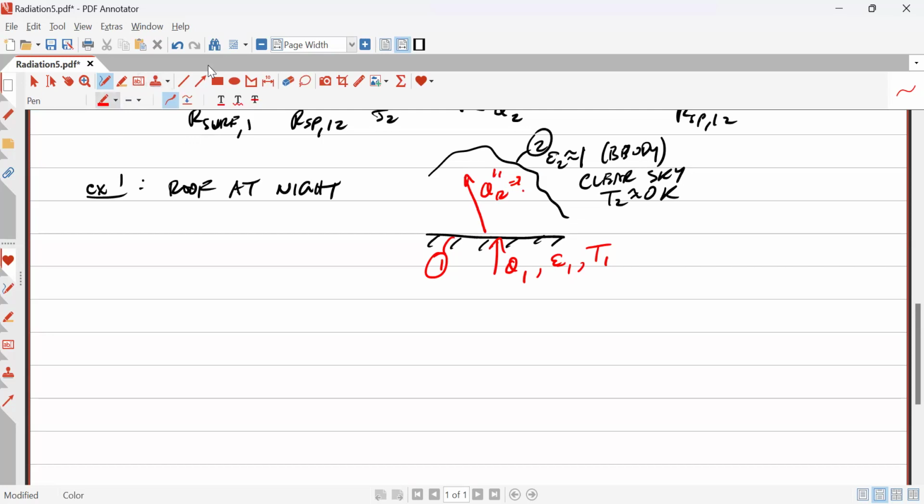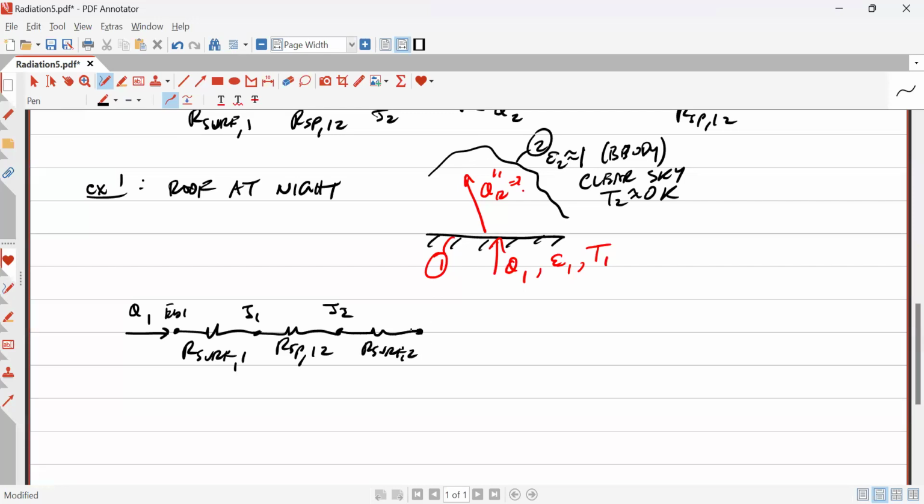So let's try to figure this out. We take our resistor diagram method here. We say Q1's coming in. We have a node EB1. There's a surface resistance at 1. There's only 2 surfaces, so when this reaches J1, the next resistor goes to J2, which would be the R spatial 1, 2. Then you have the surface resistance at 2, which gets you to EB2. And then there's a Q2 over here.